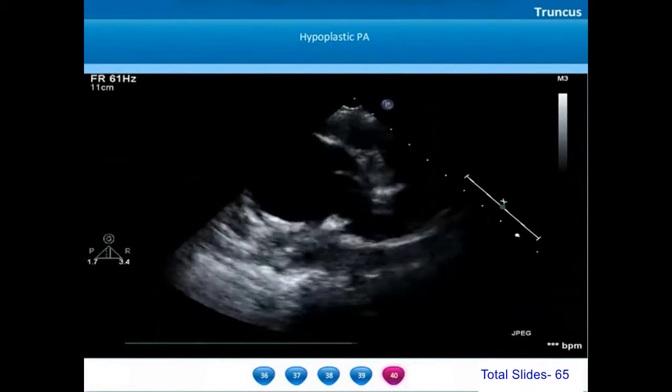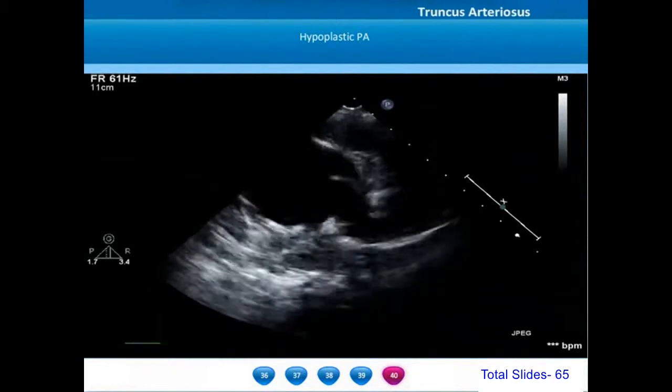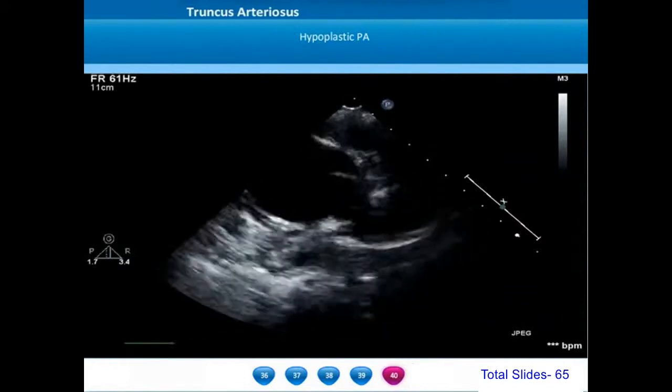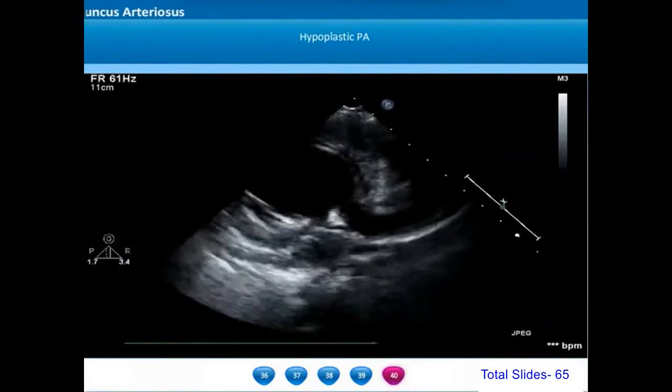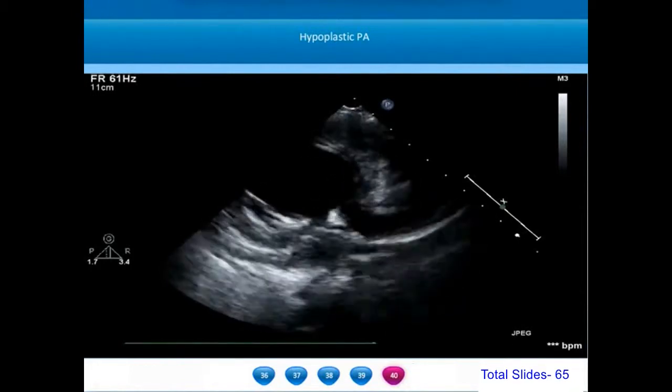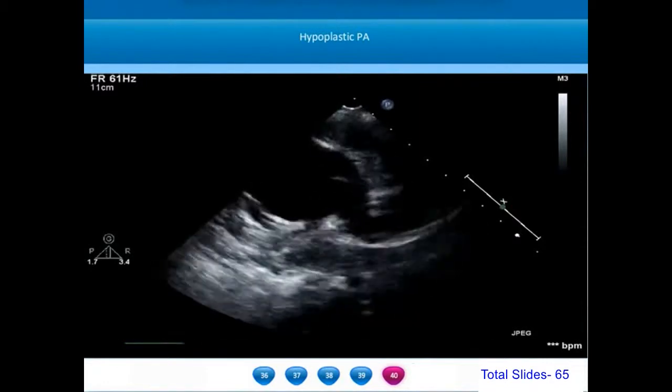Sometimes pulmonary arteries can be hypoplastic and associated with stenosis in Truncus arteriosus. This is an example where the right pulmonary artery is diffusely hypoplastic and is very narrow in comparison to the left pulmonary artery.